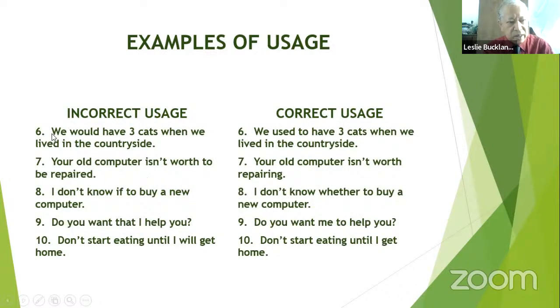Incorrect usage number 6. We would have 3 cats when we lived in the countryside. Now, this is not the way that we customarily say this when we are referring to something that happened in the past and something that was customarily done in the past. We would have 3 cats. This is how we use it regularly. We used to have 3 cats when we lived in the countryside.